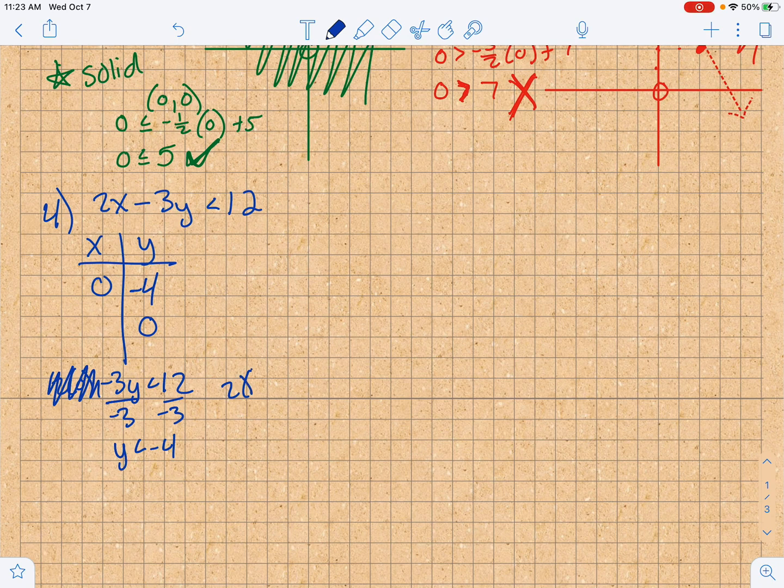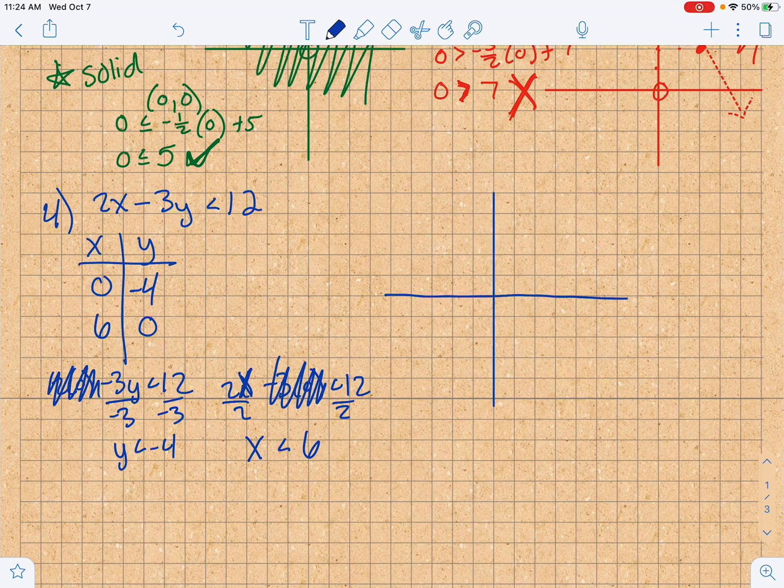So 2 times x minus 3 times 0 is less than 12. The 3 times 0 disappears. Divide each side by 2, and x is less than 6. That should look familiar, solving for those. So there's our x and y intercepts. I'm going to go ahead and put those on the graph.